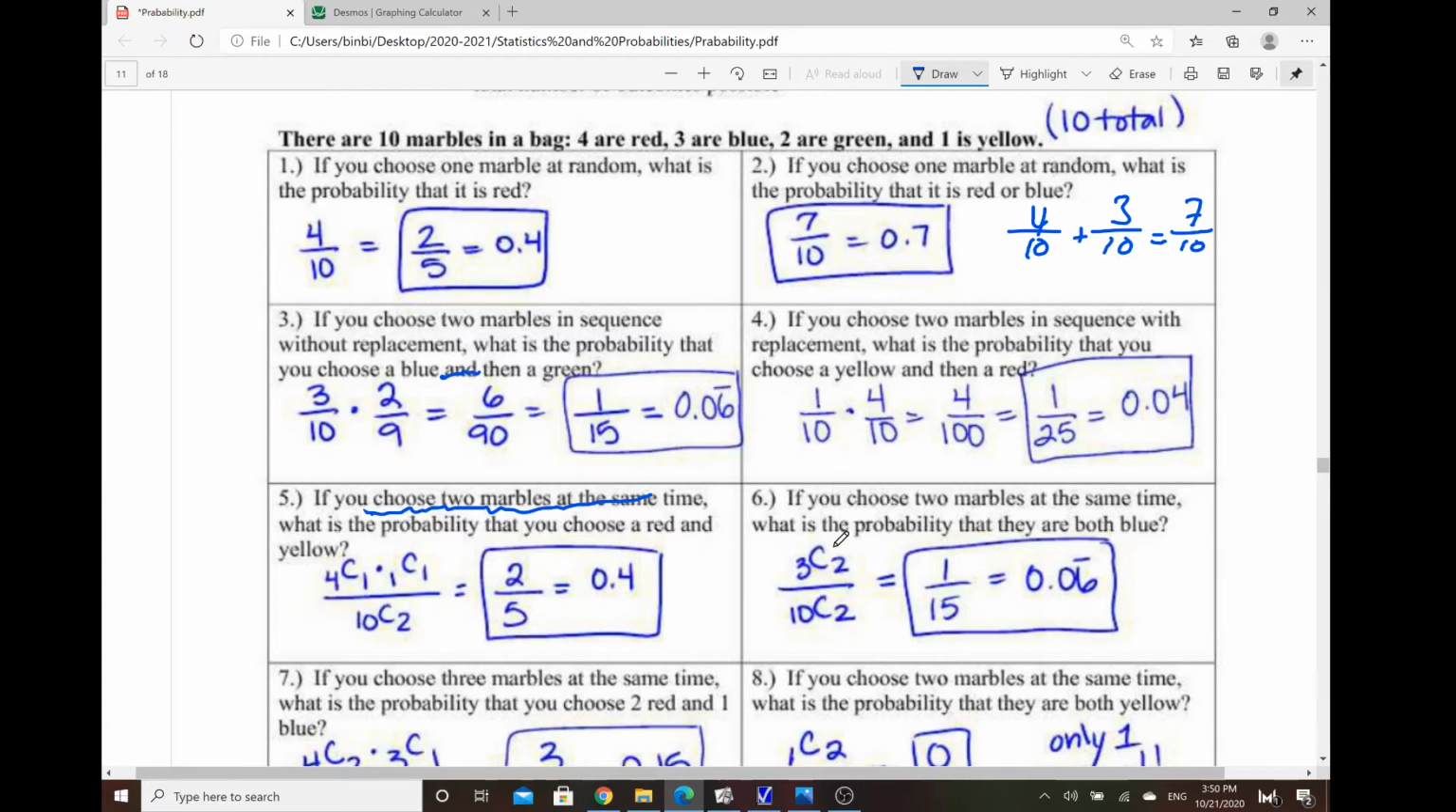Here's another one. If you choose two marbles at the same time, conditional probability, what's the probability that they're both blue? So 10 choose 2, and there are only 3 blue marbles, but both of them have to be blue. So 3 choose 2. Expand it, multiply it out, and you get 1 over 15.